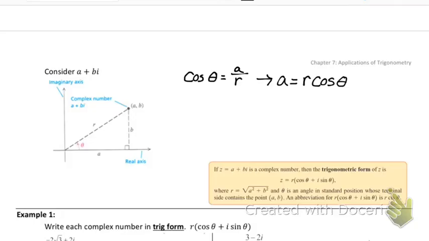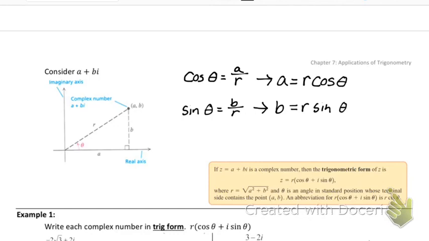So guess what we're going to do in the next one? We're going to find the sine of theta. So sine of theta equals B over R. Well, that just gives me B equals R times sine of theta, and we learned nothing new. We've been in here for like 10 minutes talking about nothing new, just applying it to our trig form.